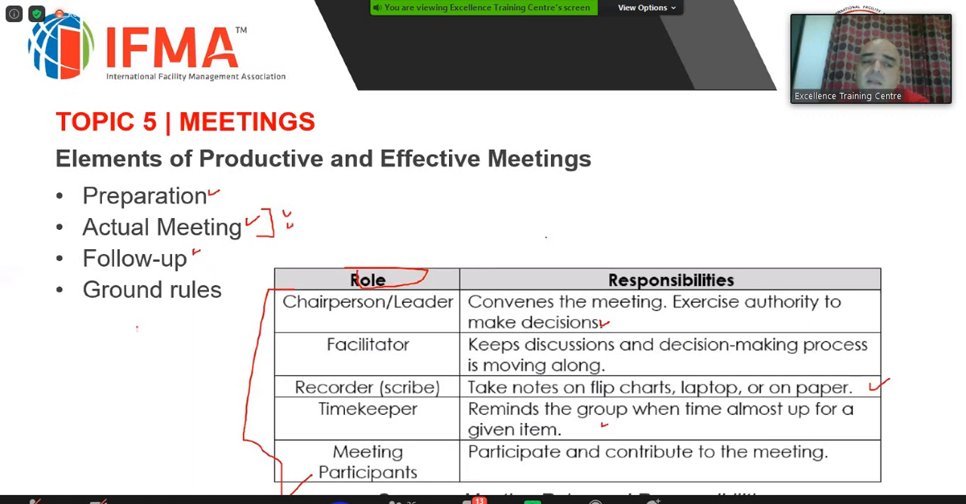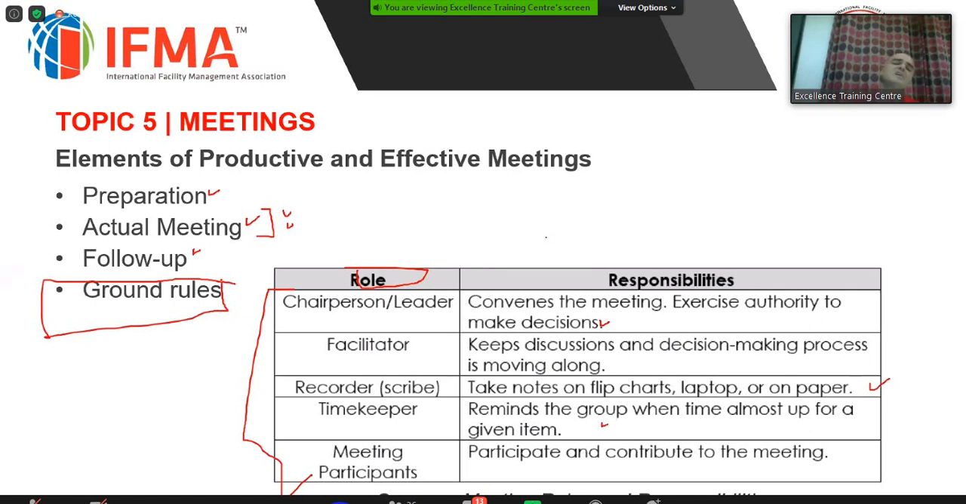Follow up after the meeting is finished. Let's say in the meeting you have agreed on a timeline and who should do what. Then you send everyone the minutes of the meeting as a follow-up and to make sure that they are contributing. Ground rules are meeting rules which you consider during your meeting.